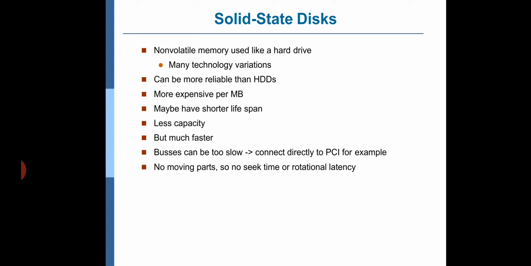Solid state disks use non-volatile memory as a hard disk. There are memory technology variations. They can be more reliable than HDDs. They are more expensive per megabit, may have a shorter lifespan and less capacity, but are much faster. The buses can be too slow, so they connect directly to the PCI. For example, there are no moving parts, so no seek time or rotational latency. A solid disk means a solid state disk.